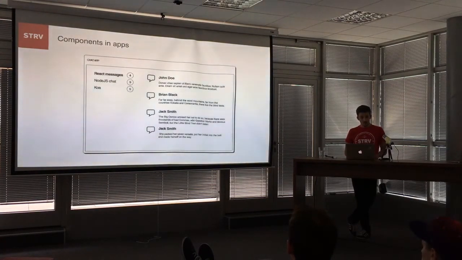If you look at the picture, you can see how it contains repeating patterns, which can be wrapped into components. For example, on the left side, you have some channels in a chat app. On the right side, you have messages. Let's imagine we want to add another message.